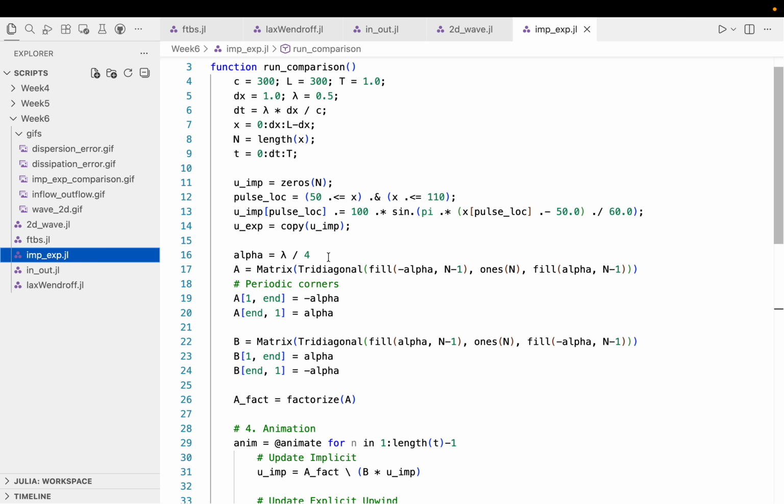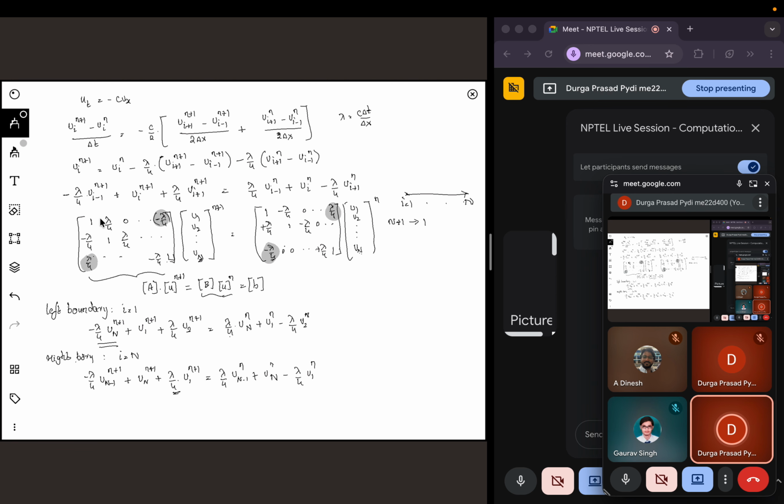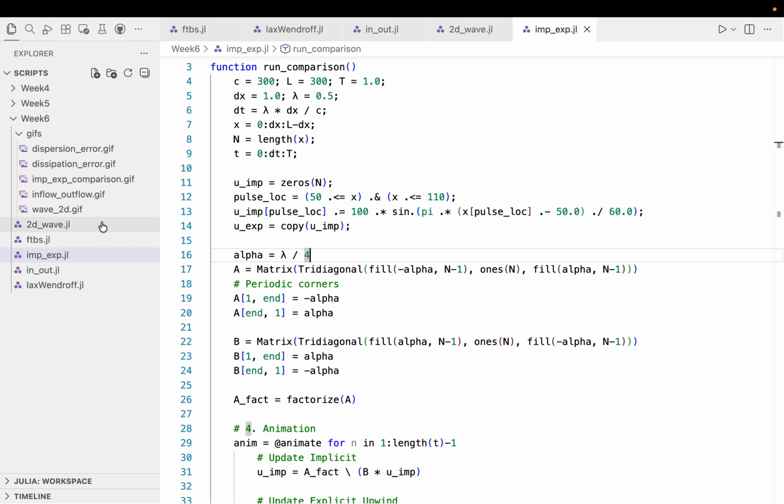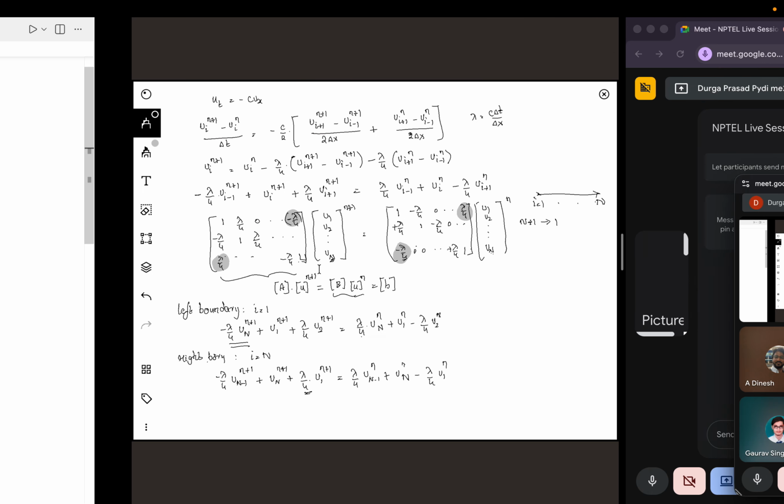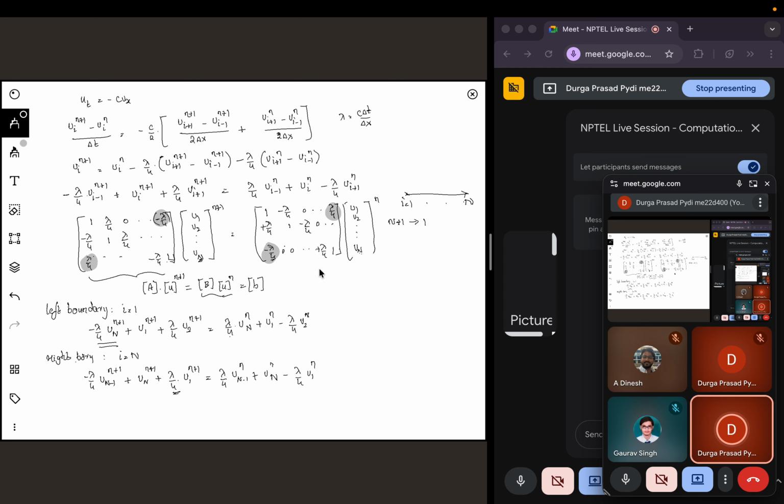So we have this alpha. I'm defining alpha as lambda by 4, so I can create my matrix accordingly. So A is a matrix, and this tridiagonal is a function that is directly available. What this tridiagonal function does is, you have a tridiagonal matrix where everything else is 0. So you have to specify these three elements directly: the subdiagonal, superdiagonal, and the diagonal elements.